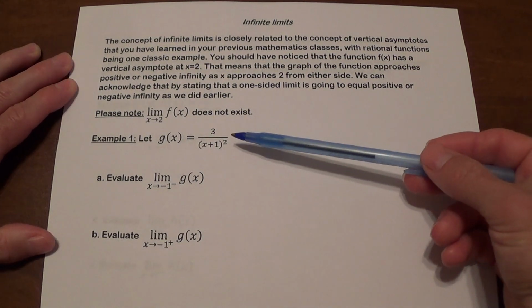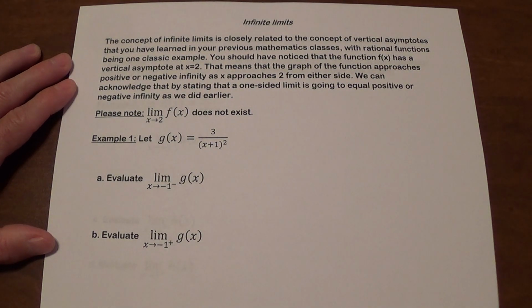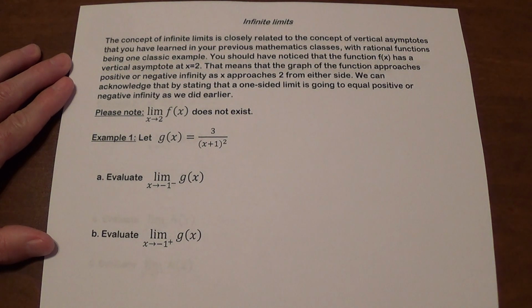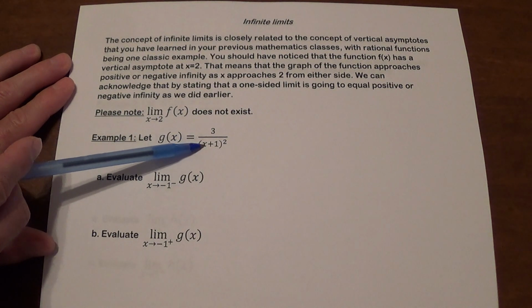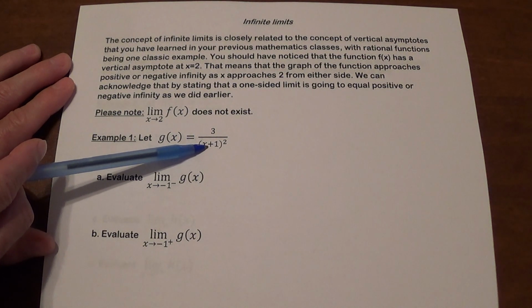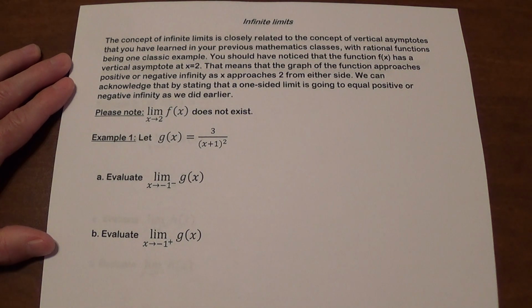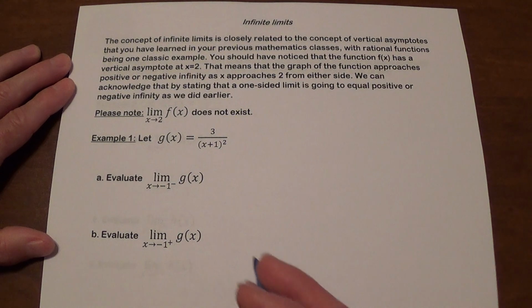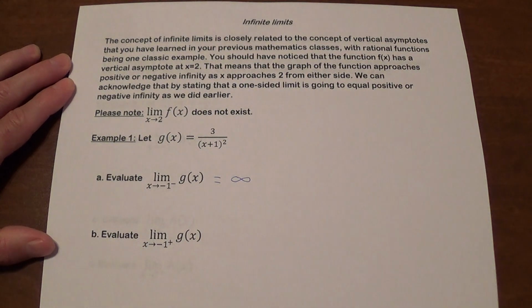So let's analyze this function. This is 3 over x plus 1 squared. First of all, it's x plus 1 squared on the bottom, so it's always going to be a positive value on the bottom. As we start getting closer and closer to negative 1 from the left, x plus 1 is going to be getting smaller and smaller. Now we're going to square it. Now we're going to divide 3 by that really small number. We're going to get a very large number, and that number is going to be positive. So in this case, this one-sided limit is going to be infinity.